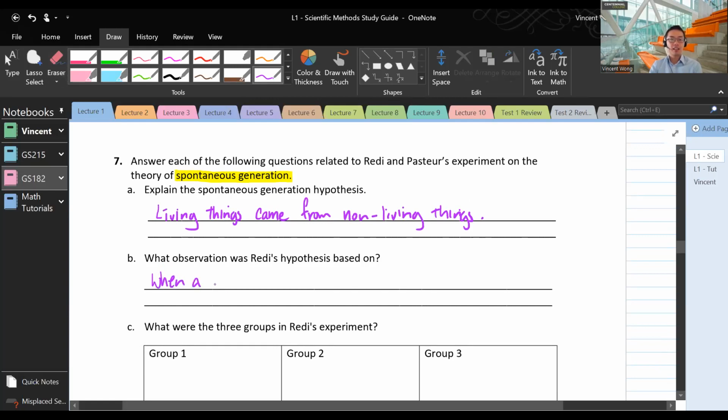When a piece of meat is left outside, flies and maggots will appear on the meat.